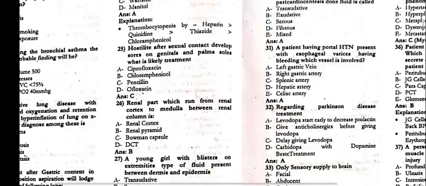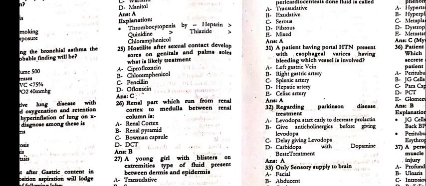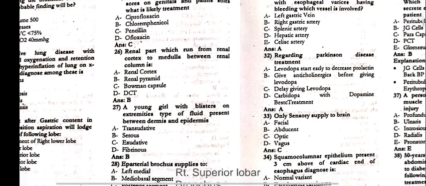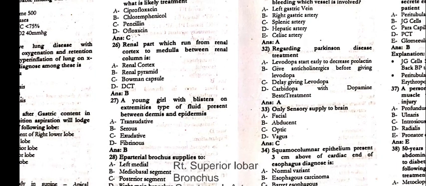Next, 25, the hostile after sexual contact develops sores on the genitalia and the palms and soles. What is the likely treatment? Penicillin.